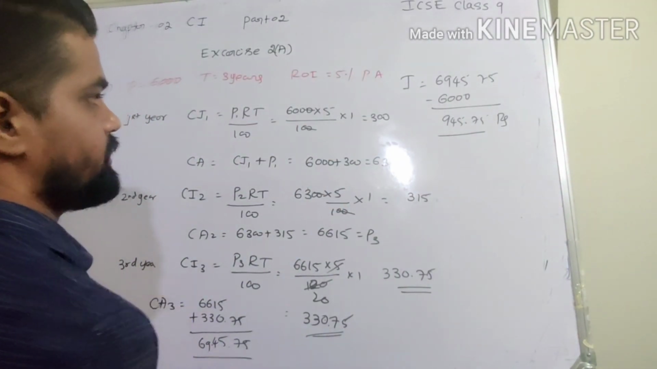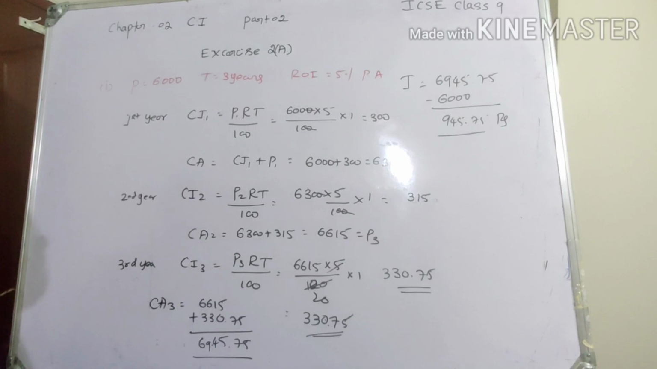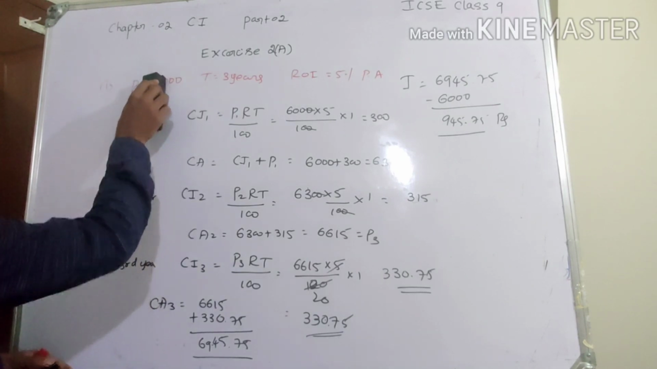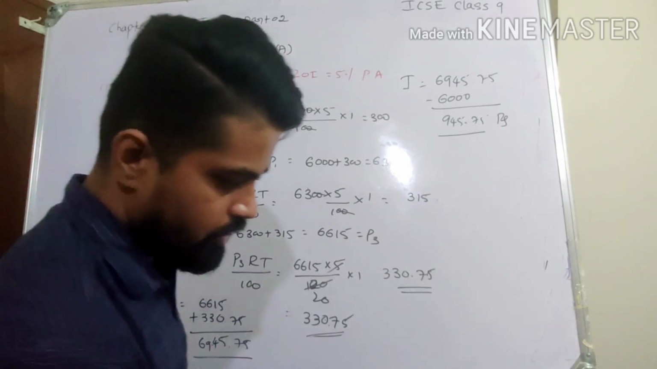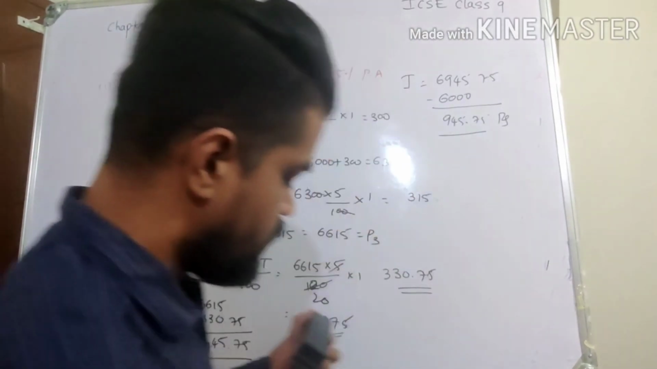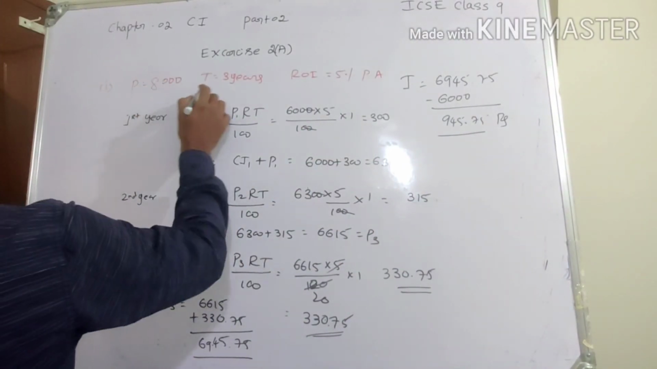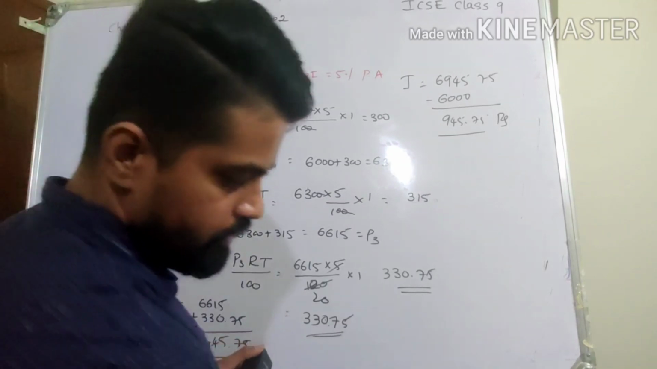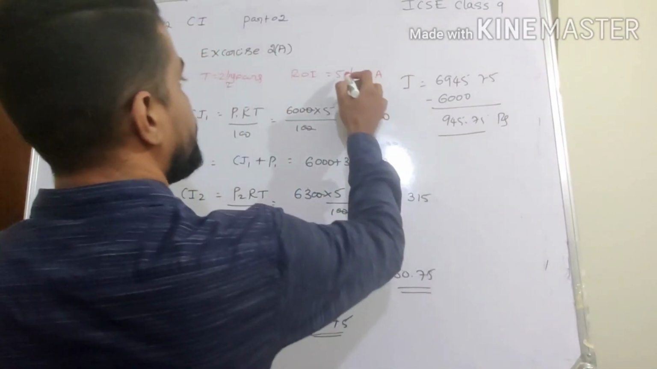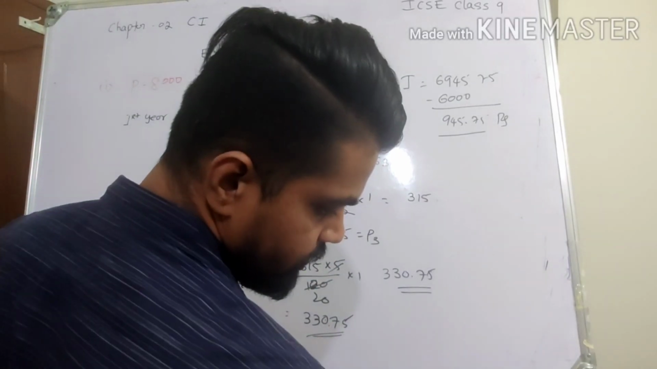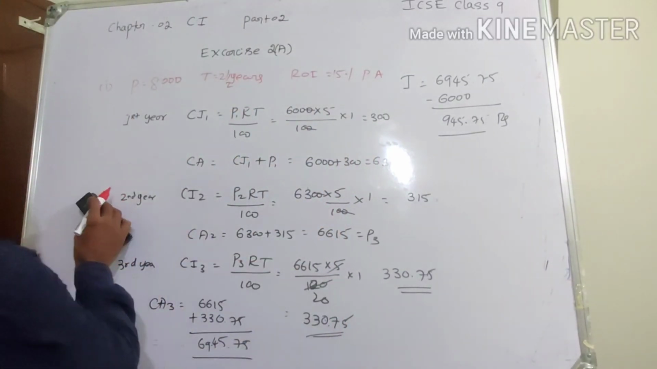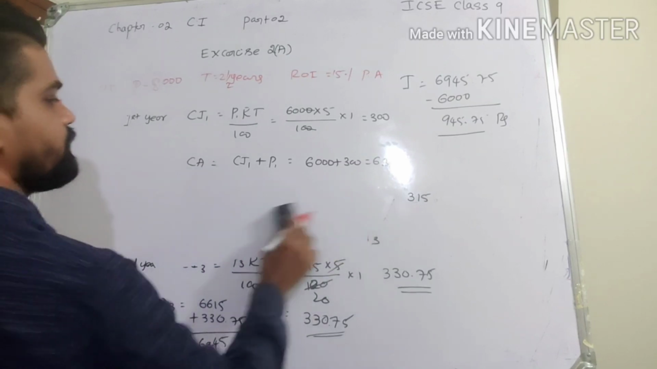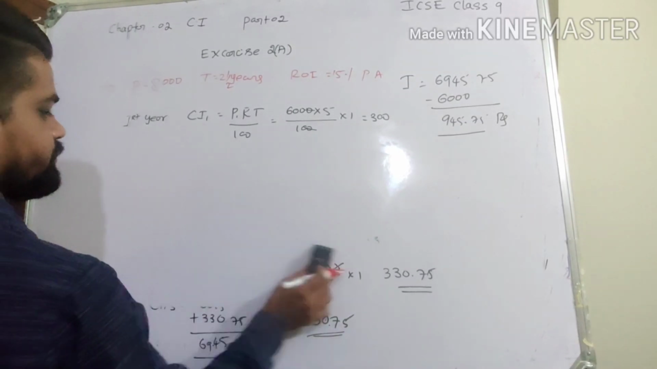In the second sub question of the second main question, the amount is changing. The principal is 8,000 and the time is 2.5 years, and the rate of interest is 15% per annum. Okay, 2.5 years, so till 2 years it is normal. For the half year we need to take half of the rate of interest. Let's see.